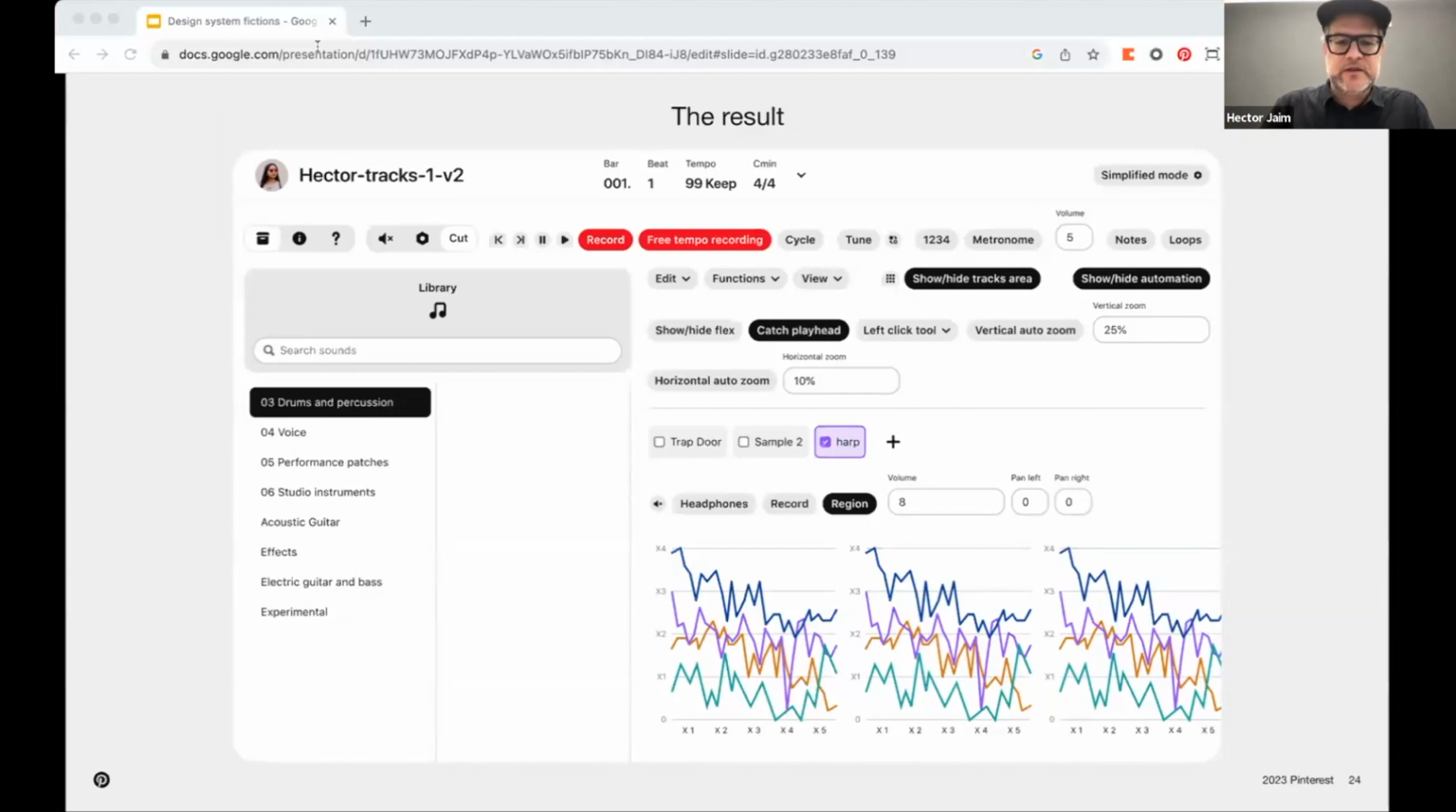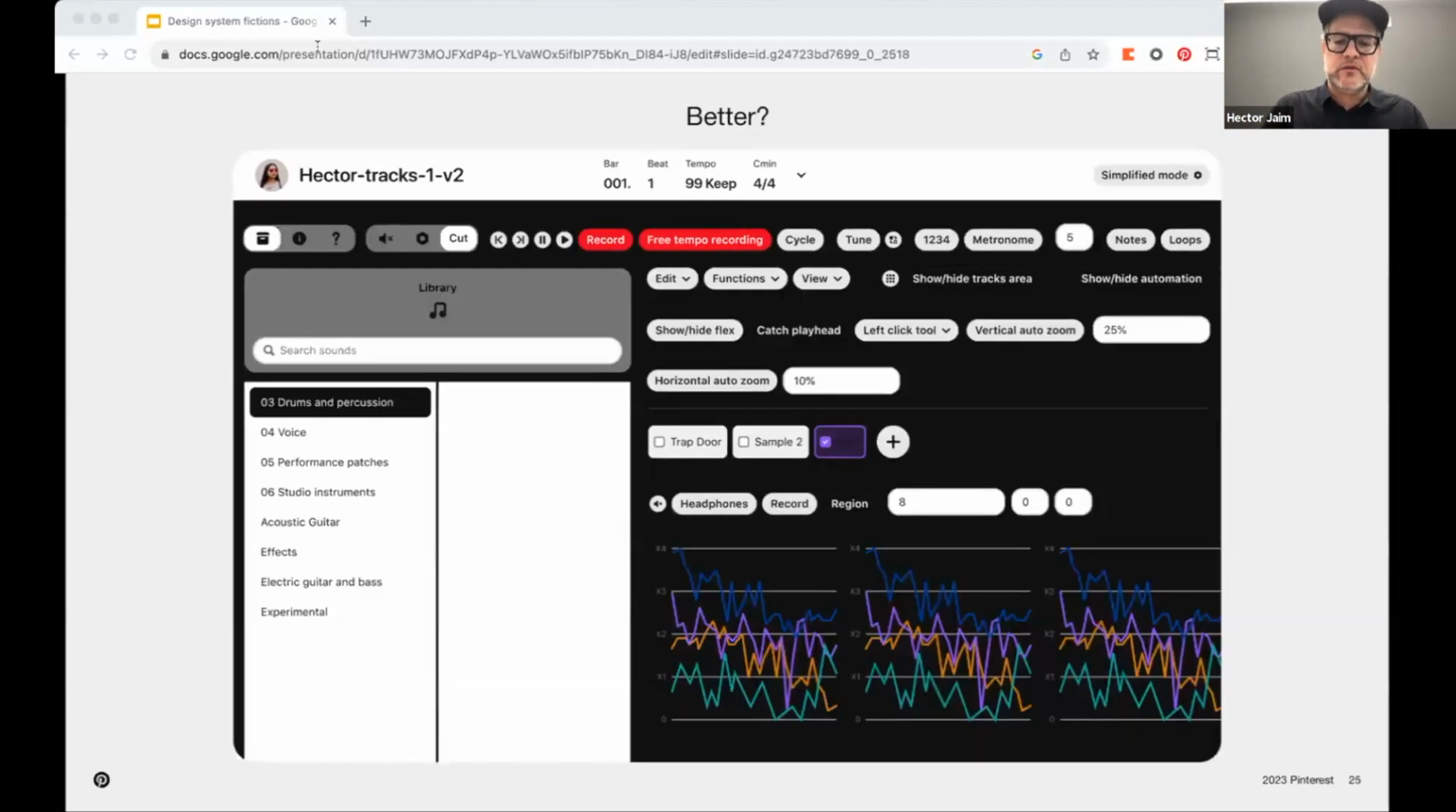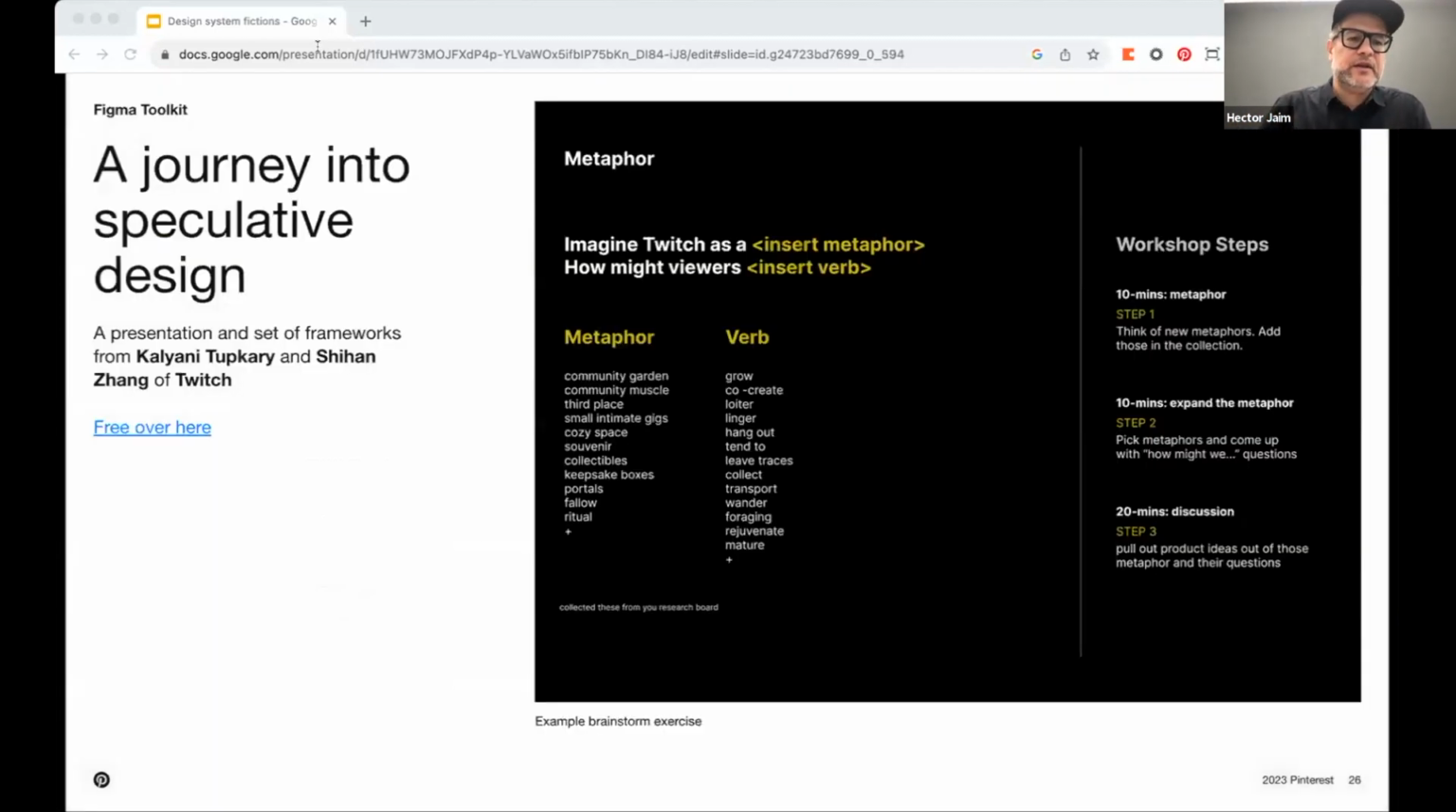And then I tried something like, well, maybe if I go to dark mode, that'll look more like a recording interface. And kind of there, right? But then, what if not everything's available in dark mode? So then the next thing I tried is something that I grabbed from a toolkit that's available for free. I've got some resources I'll share later. This was a presentation done at Figma Config by a couple of designers at Twitch, Kalyani Tukari and Shihan Zhang. It's different workshops to start thinking speculatively, right?